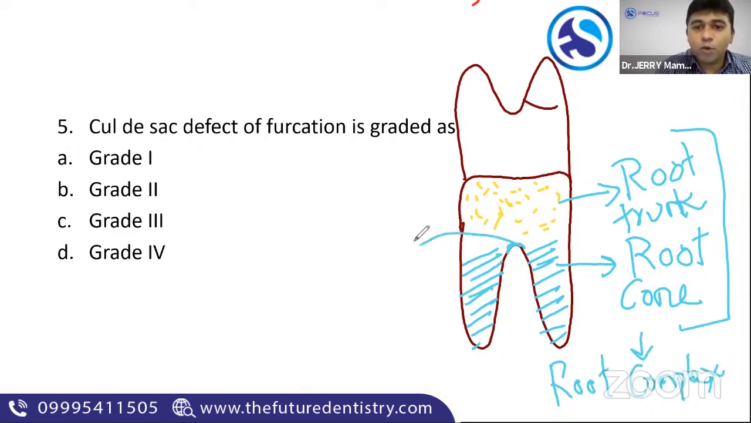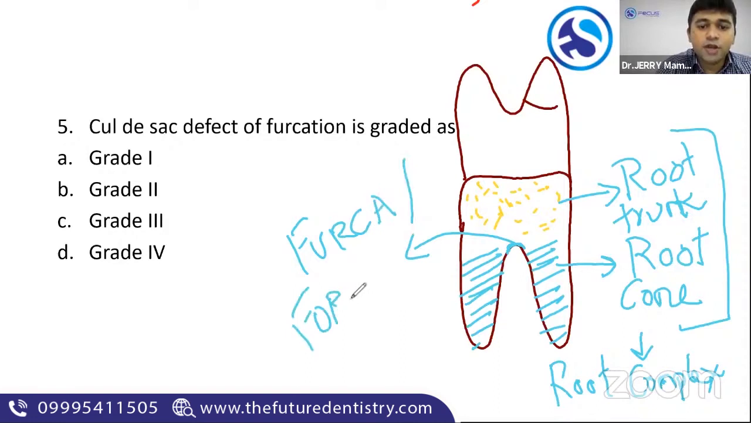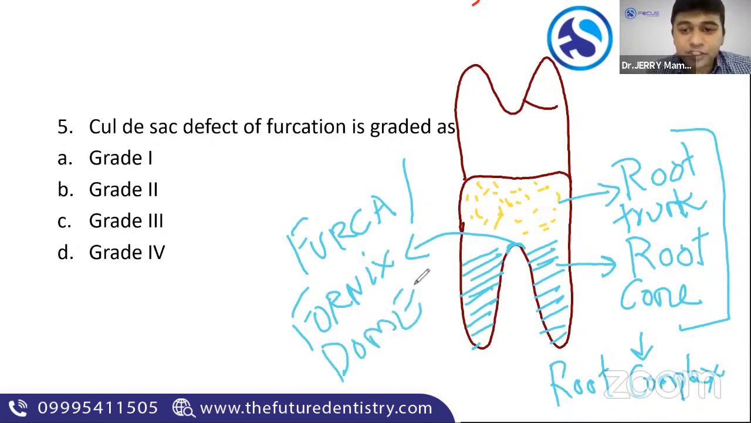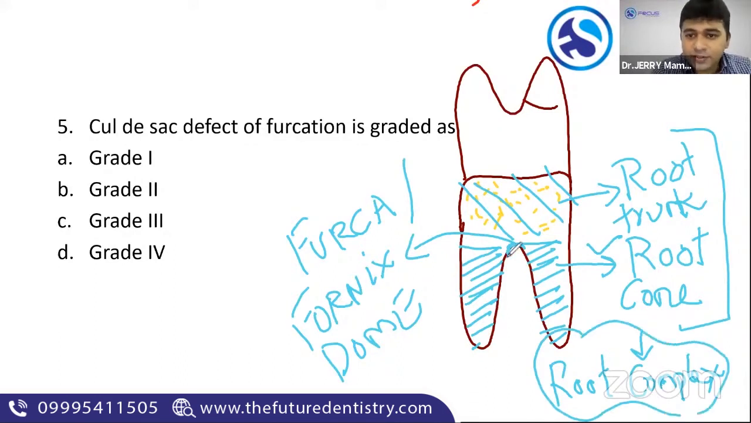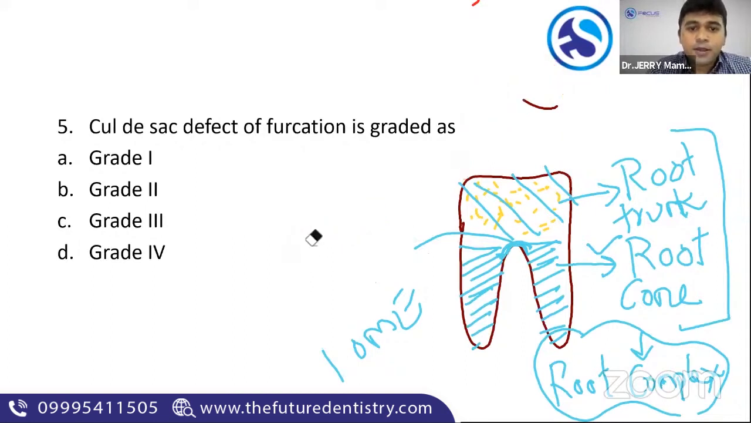Then this area, the furcal opening, can be called the furca. Some call it the fornix, some will call it the dome. In different definitions and classifications, you will see all these terms being used. This is the basic anatomy you should know before you go into the classification. Root trunk is the area where there is no bifurcation, and from where the bifurcation starts, it is known as the root cone. Together, they are known as the root complex. And the furcation opening is known as the furca, fornix, or the dome. Very good.